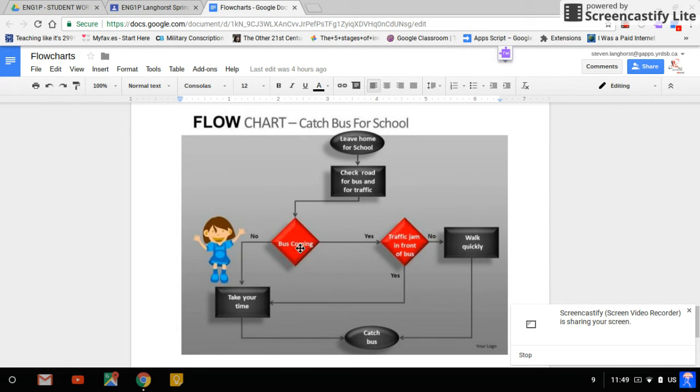But again, here's a question. If the question is the bus coming, if the answer is yes, there's another question. Is there a traffic jam in front of the bus? If there is, take your time and catch the bus. But, and this is where the concept of computer programming and flowchart diagrams really help, is this scenario where you check the road for traffic. Is the bus coming? Yes. Is there a traffic jam? No. Oh, there's no traffic jam? You better walk quickly to catch the bus.